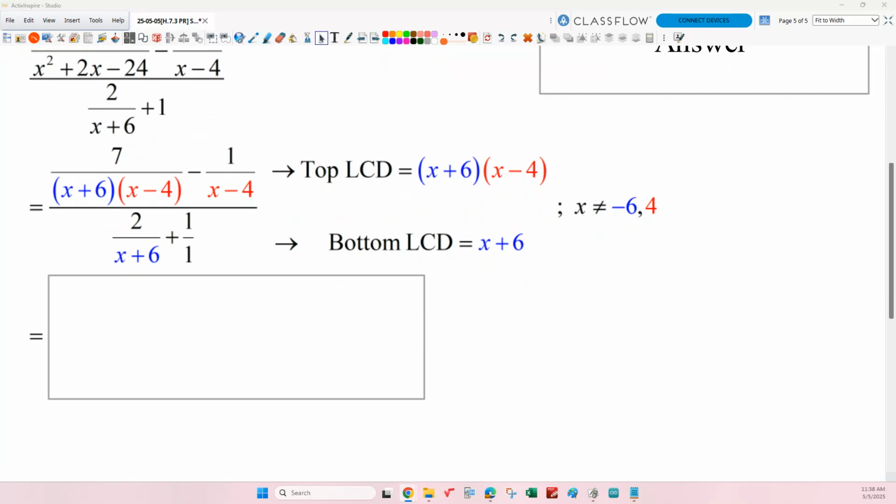You get it to be one fraction. So like the top one, does this one need to be multiplied by anything? No. Does this one? X plus 6 over x plus 6. Okay, what about that one? Nothing. X plus 6 over x plus 6. Okay.